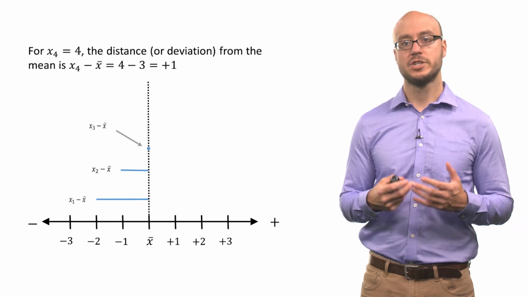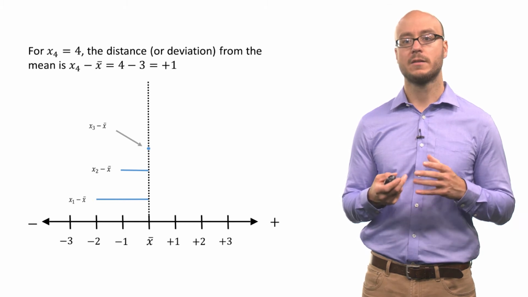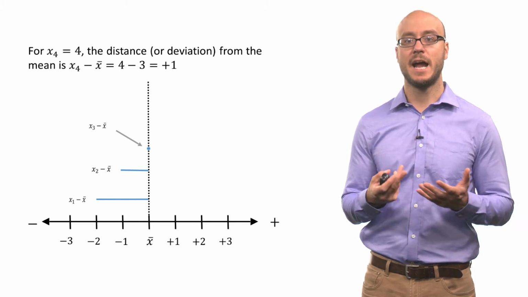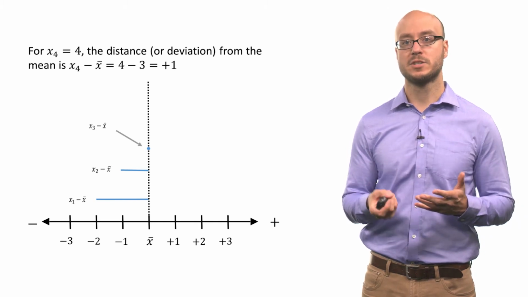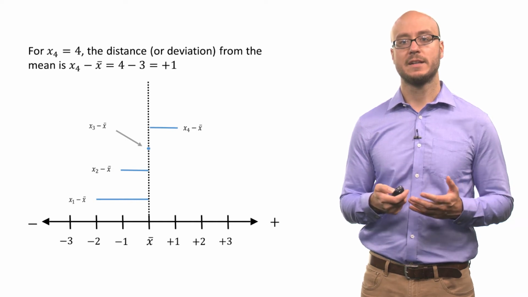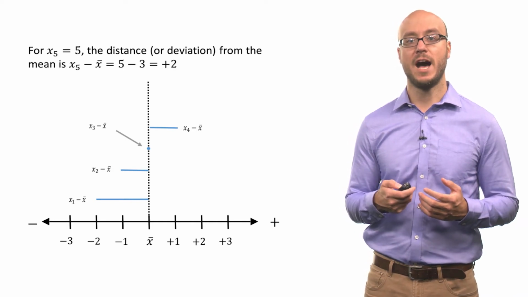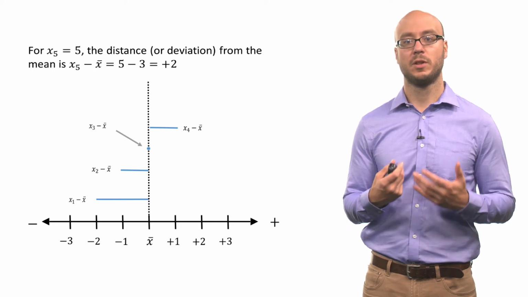The next observation has a value of 4. So it is 1 unit higher than the mean. So we assign it a distance of plus 1, because you take 4 minus 3, the sample mean, and you get a value of 1. And then finally, our last observation is a value of 5. So you take 5 minus the sample mean of 3, and you get a value of plus 2.